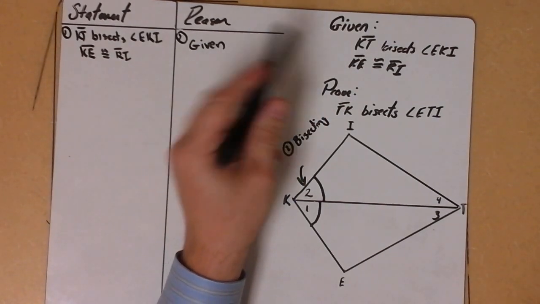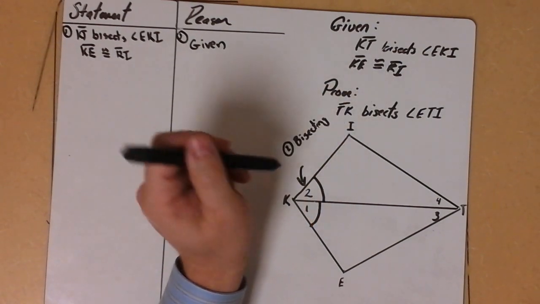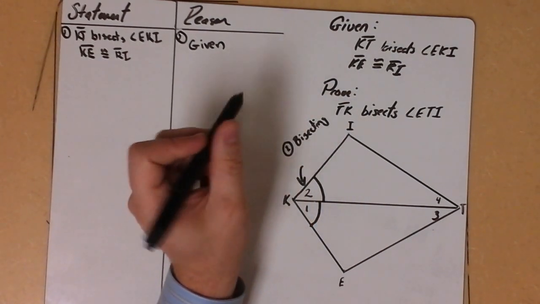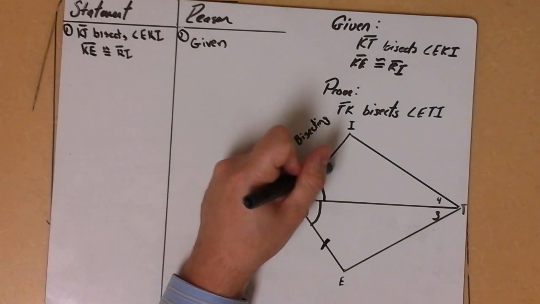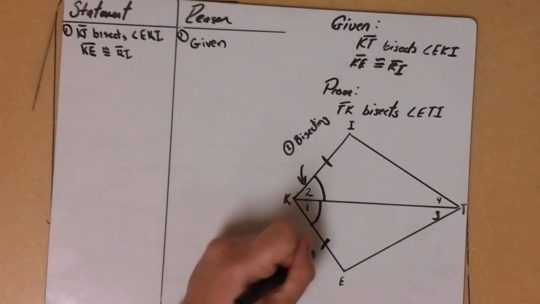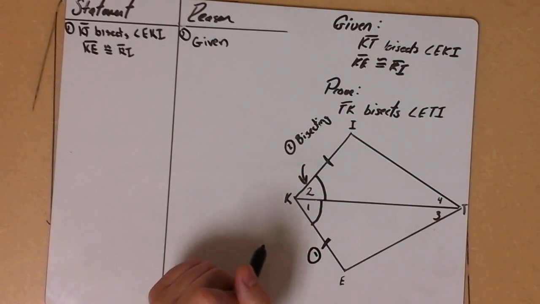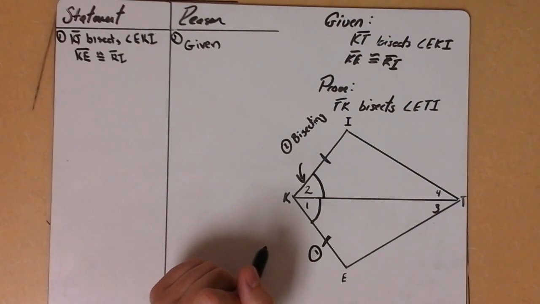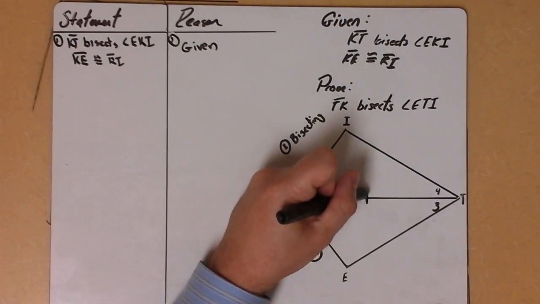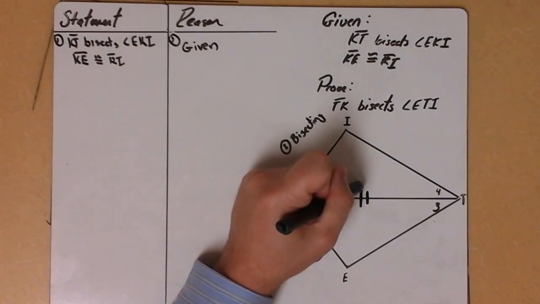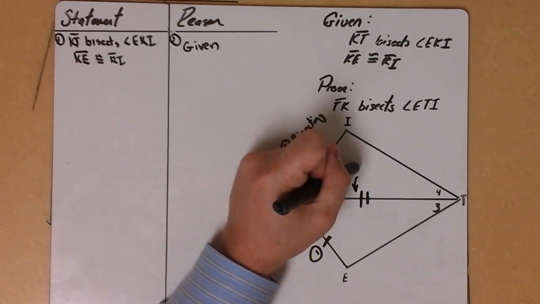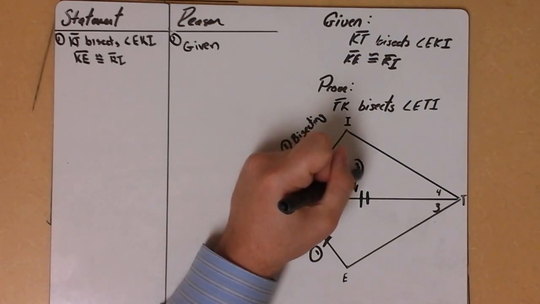Okay. It also tells me that KE and KI are congruent, so I have KE, that's given, that's part of the given, so I'm going to just mark that as line 1 so I can keep track of that. Then what I have here is I have the reflexive or shared side in the middle. And I'm going to make that line 3.